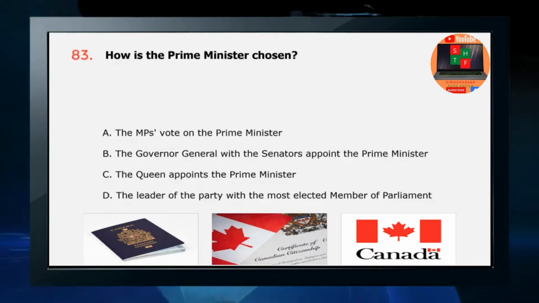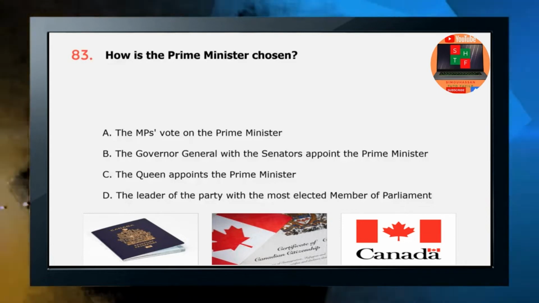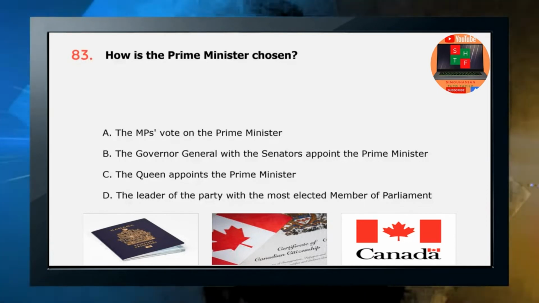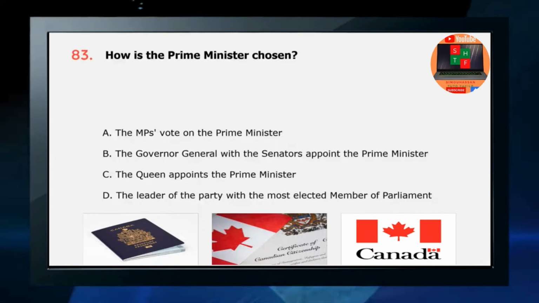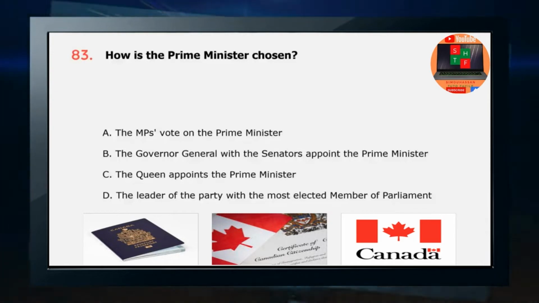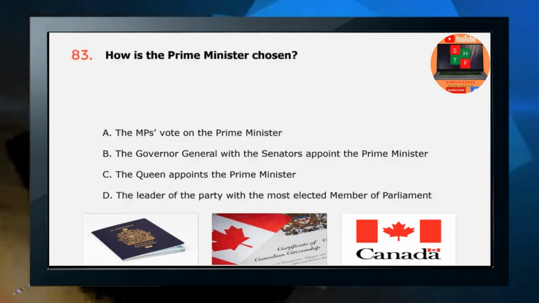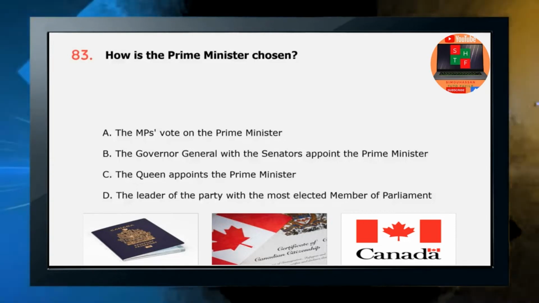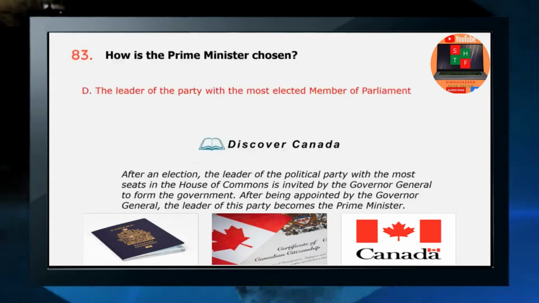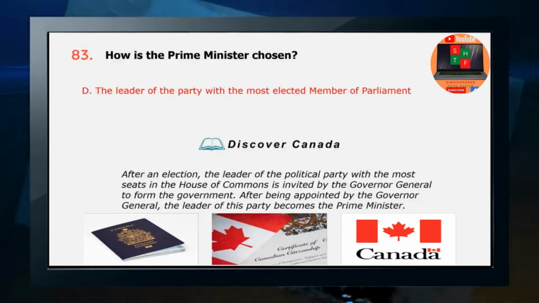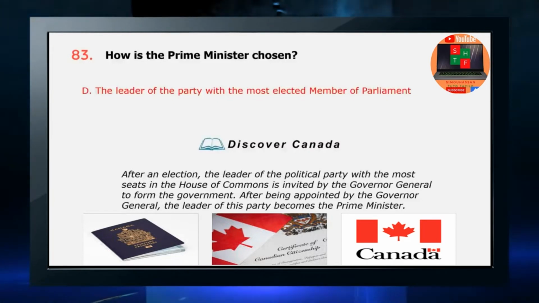Question 83. How is the Prime Minister chosen? A. The MPs vote on the Prime Minister. B. The Governor-General with the Senators appoint the Prime Minister. C. The Queen appoints the Prime Minister. D. The leader of the party with the most elected members of Parliament. The answer is D. The leader of the party with the most elected members of Parliament.